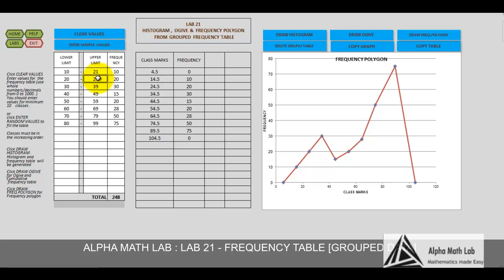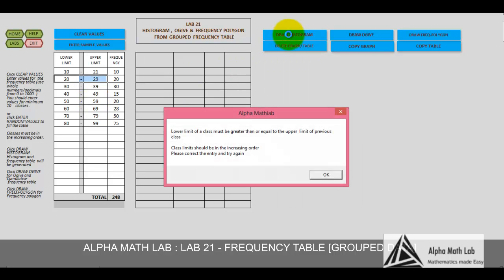The lower limit of a class must be greater than the upper limit of the previous class. But here, intentionally, I put the lower limit as 20, smaller than the upper limit of 21. Let us try to draw the histogram.